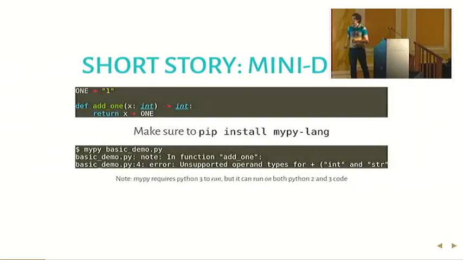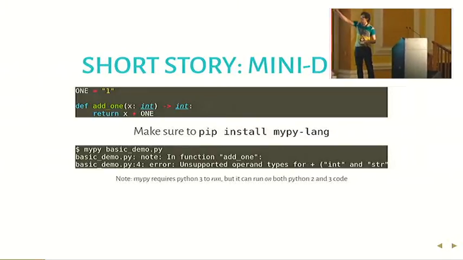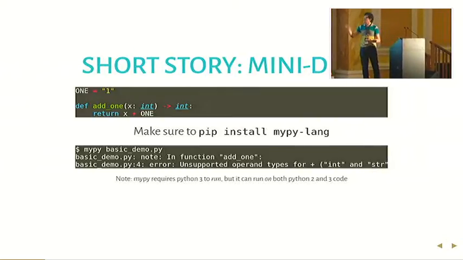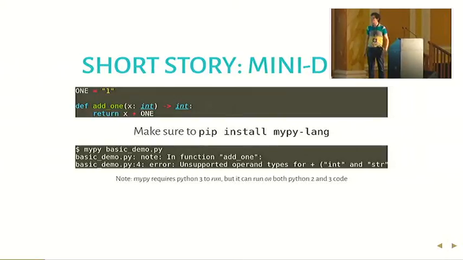So you write code something like that. The light blue underlined things are the annotations, and you install the tool and run it, and it gives you nice error messages pointing to exactly where the problem is.